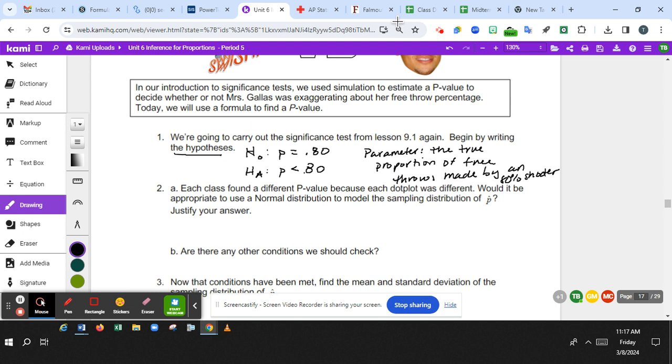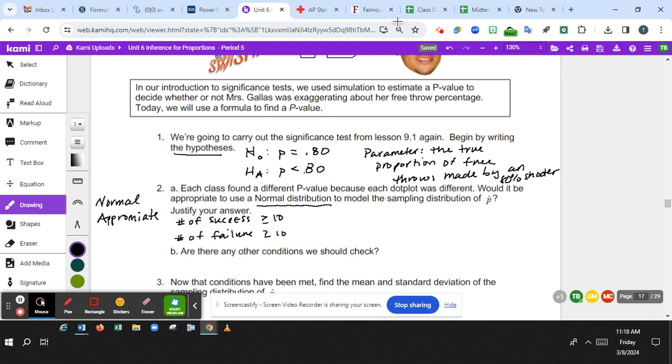So in order to use a normal approximation, we have a condition that we call normal approximation, or normal. And we said that it deals with the number of successes has to be greater than or equal to 10, and the number of failures has to be greater than or equal to 10. Okay.